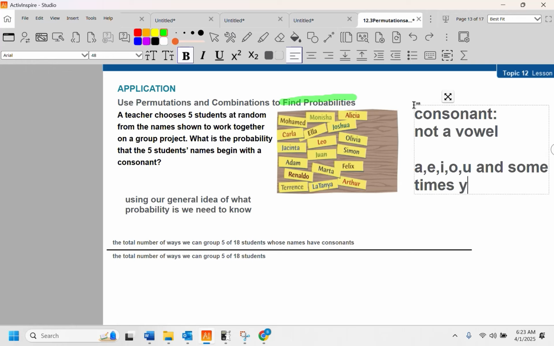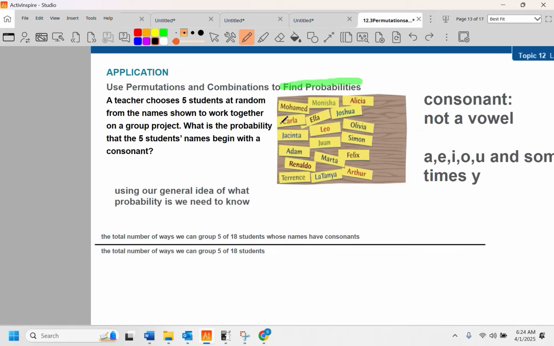So, I've already kind of laid it out here. The total number of ways we can group 5 of 18 students whose names have consonants, because it's been counted, okay? Consonant, consonant, consonant, that's 3. Consonant, consonant, that's 5. Consonant, consonant, consonant, that's 8. Consonant is 9. Consonant is 10. Consonant is 12. Consonant is 13, 14, 15.